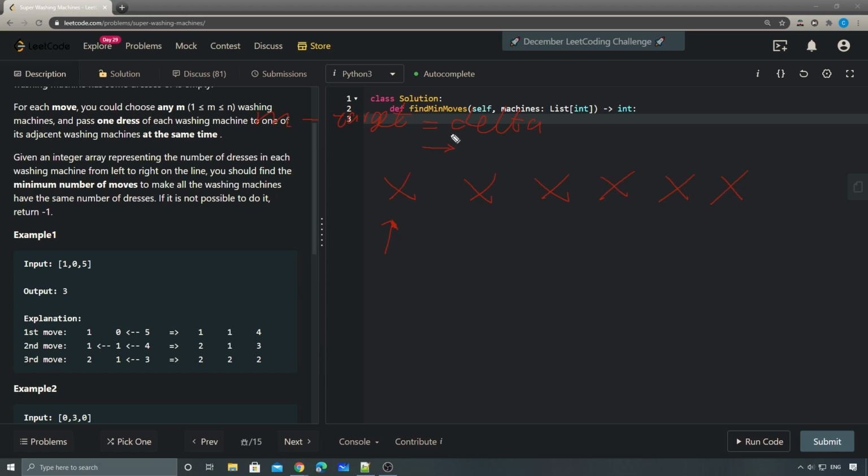When the delta is bigger than zero, after passing this number of dresses into the I plus one machine, let's say we have I here, we also are going to update the dresses in the I+1 machine.